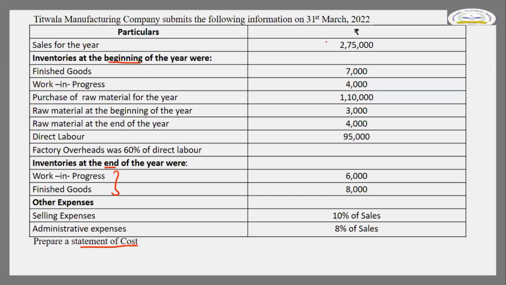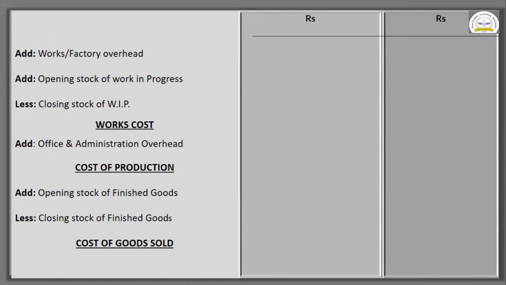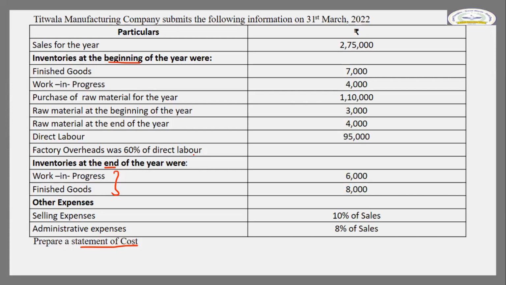Now sales is given 2,75,000 rupees. So in the column, we are going to write sales. Sales is already written. Amount is 2,75,000 rupees. We're going to post the entry one by one. Then next one is inventories at the beginning of the year. Finished goods is given. It means opening stock of finished goods, because beginning. So here we'll write opening.